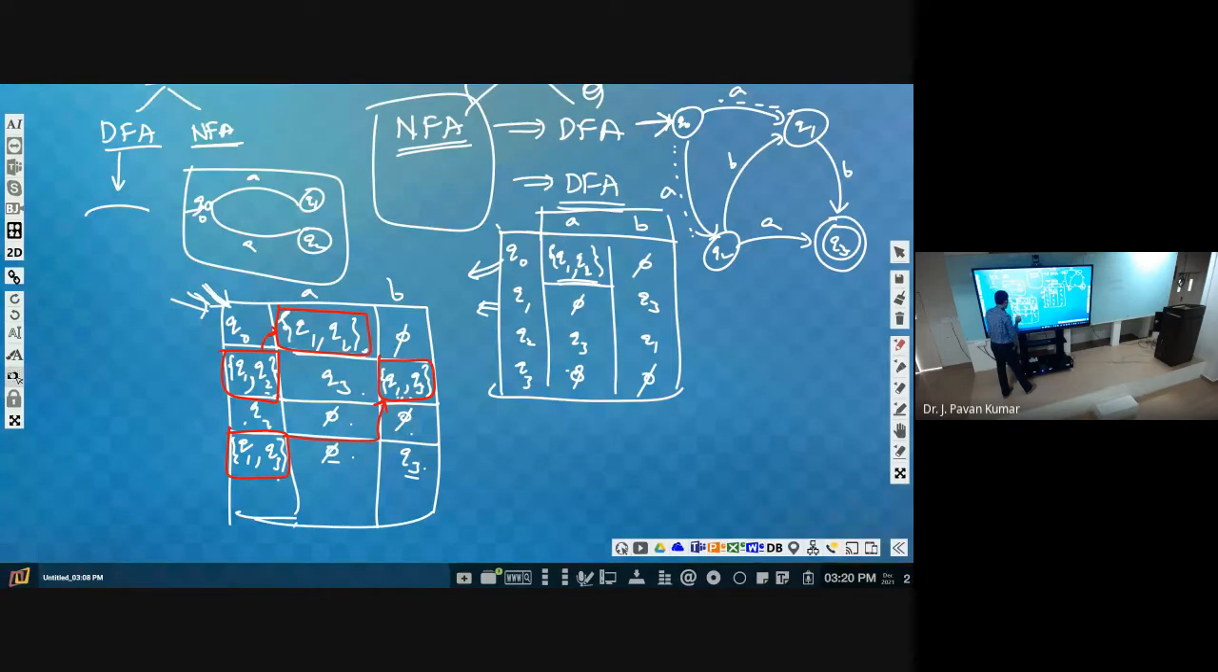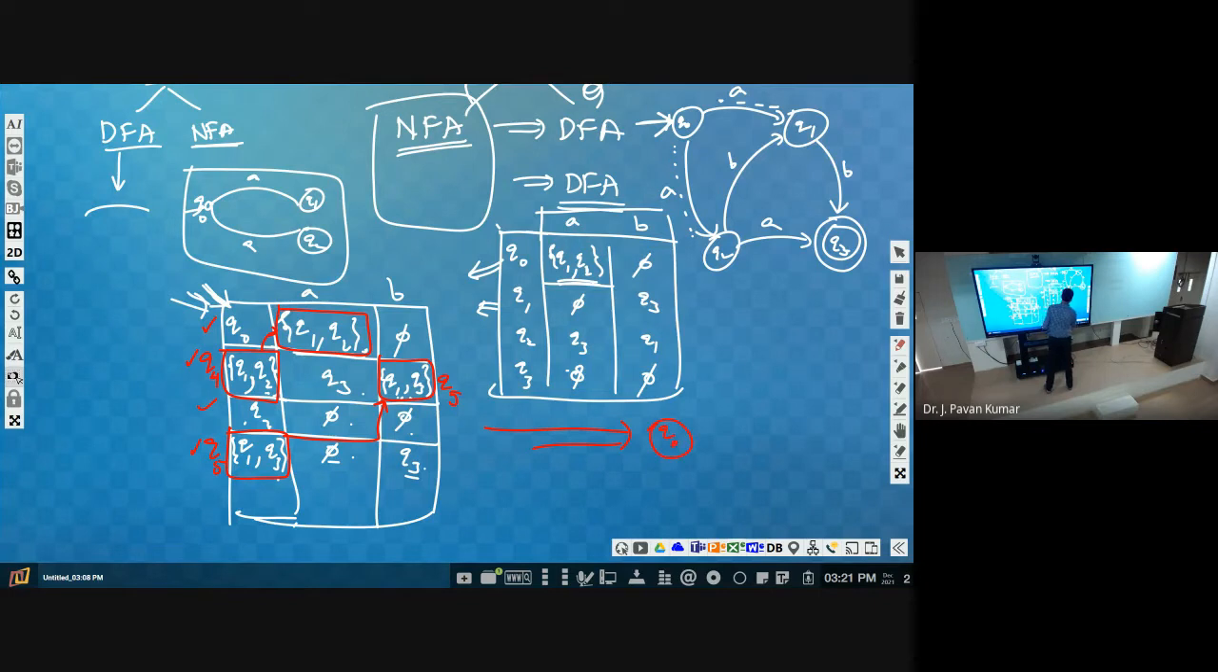So there are no duplicate or more than one entries. Or, for simplicity, you can rename this one as q4. Okay, q4 is nothing but q1 q2. Next, this one you can rename as q5. So now the total number of states is 4 states. One is q0, another is q4, another is q3, then q5. Now can we draw the transition diagram with this particular one? How many states are we having? 4 states. What are those 4 states?